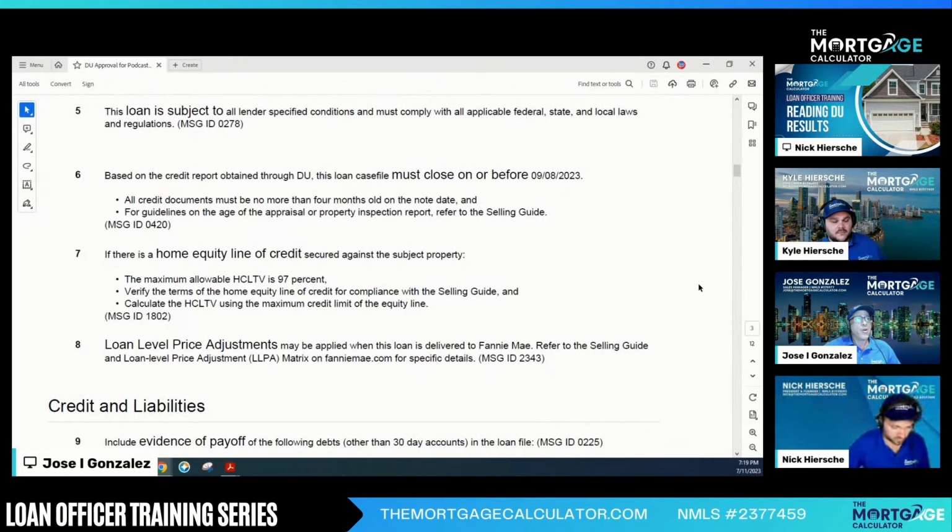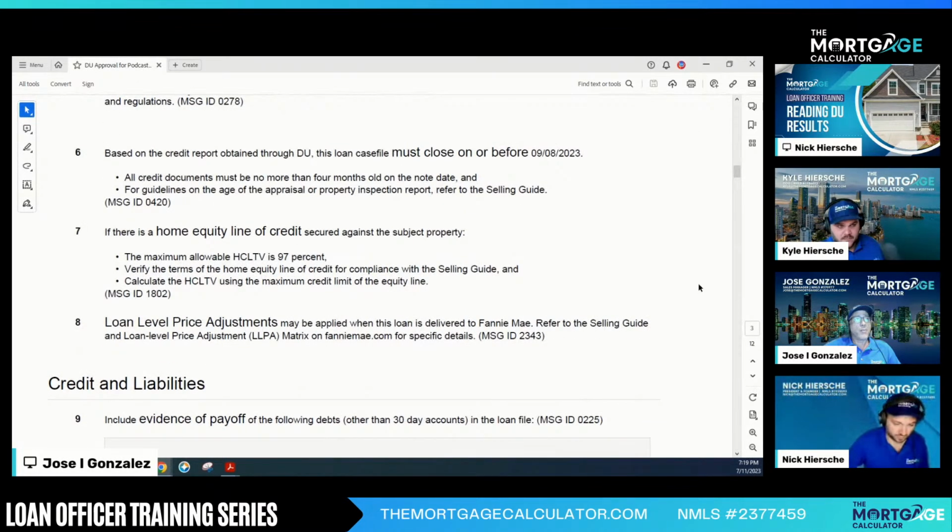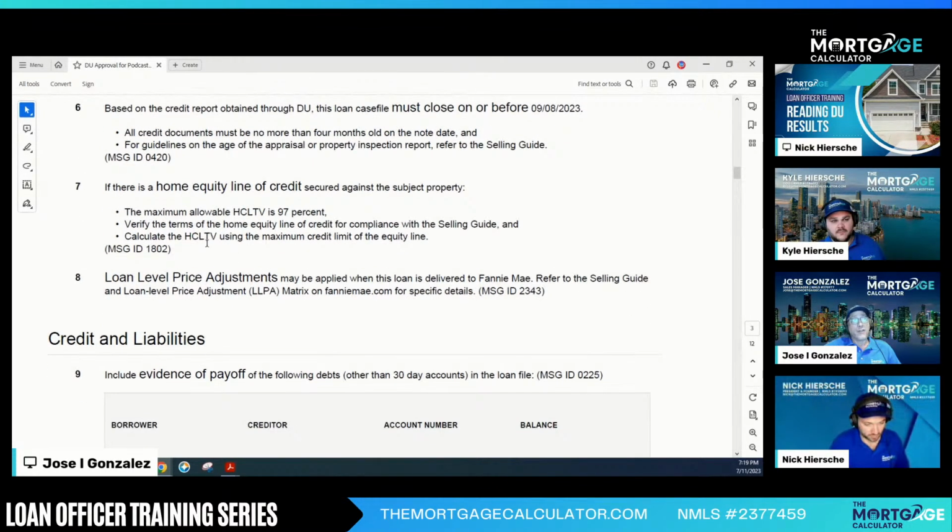So we don't have a home equity line of credit on the property, but they're letting us know that the maximum CLTV, if we were doing this as a combo loan with a HELOC, we could go up to 97% on the purchase. So those of you out there looking at those combo loan opportunities, note that this is where you can find out the maximum that you could do for your particular loan. But they're still telling you to verify terms for compliance with the selling guide.